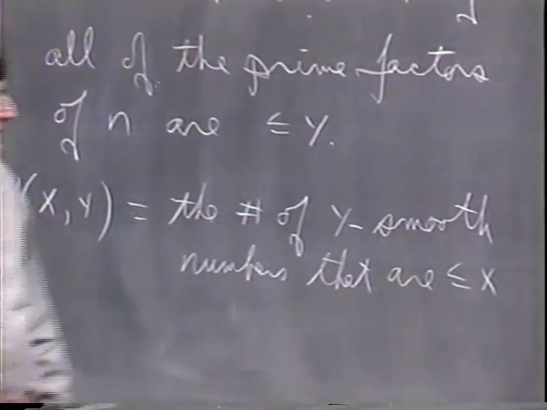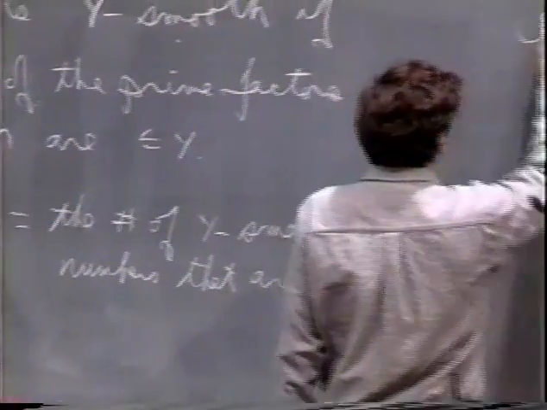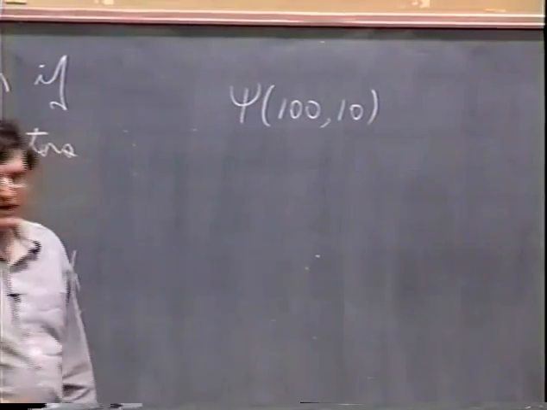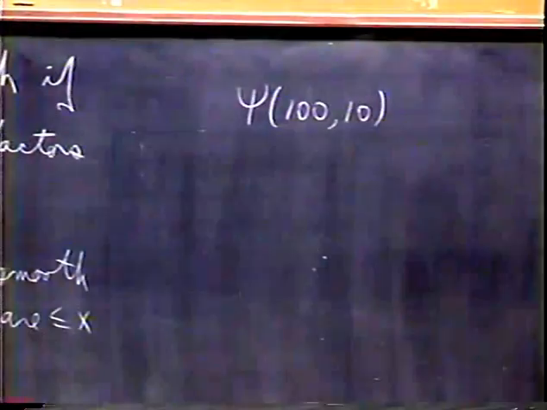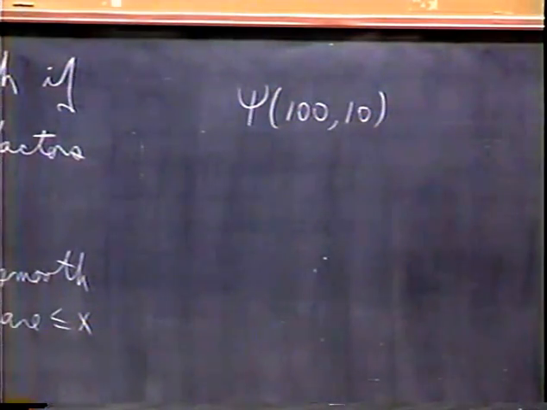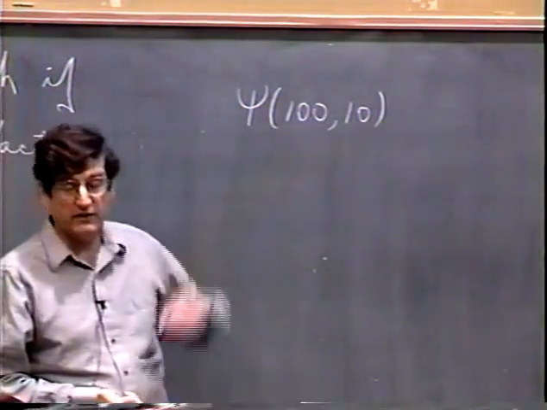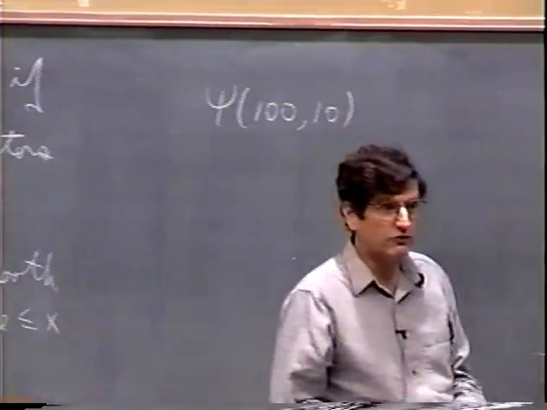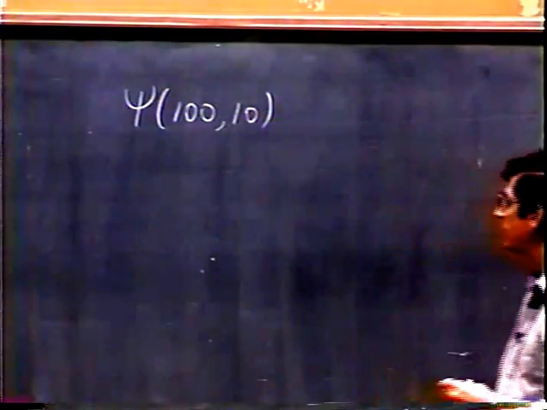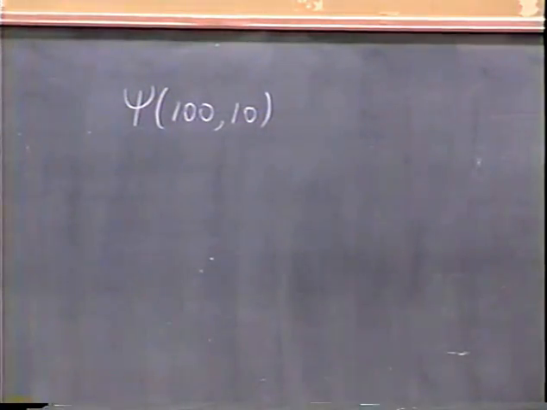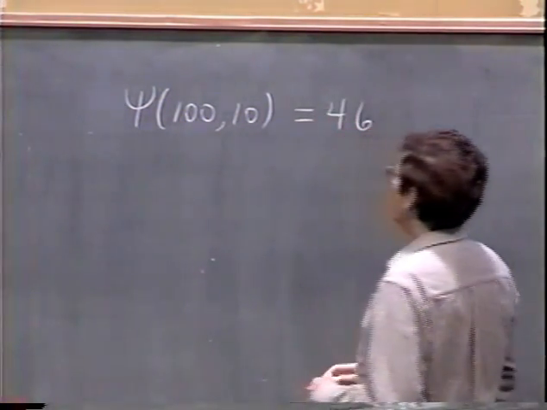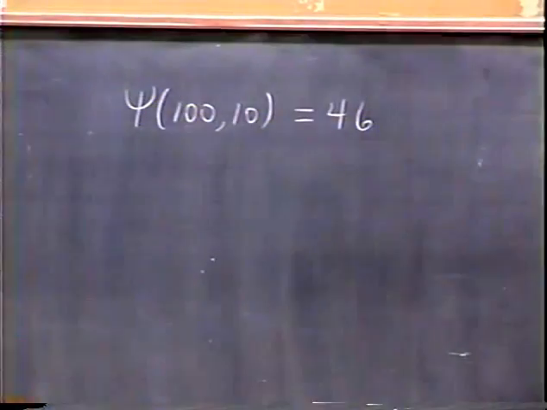So for example, suppose we try to count this, try to figure out what this number is, psi(100,10). So what we'd like to know is how many numbers there are up to 100, all of whose prime factors are less than or equal to 10. In other words, we're only allowed to use 2, 3, 5, and 7 in the prime factorization. So it turns out that this number is 46, and this afternoon I worked out two different ways to count this.